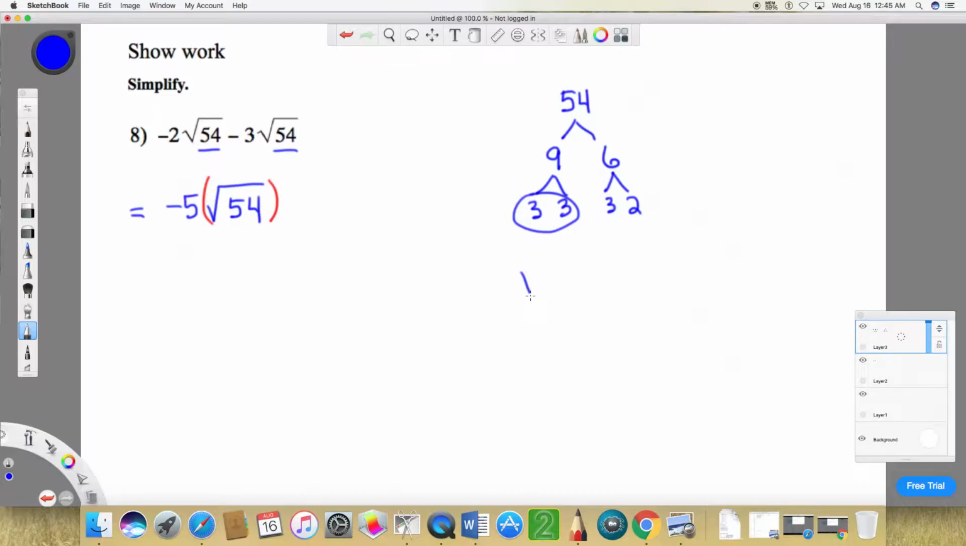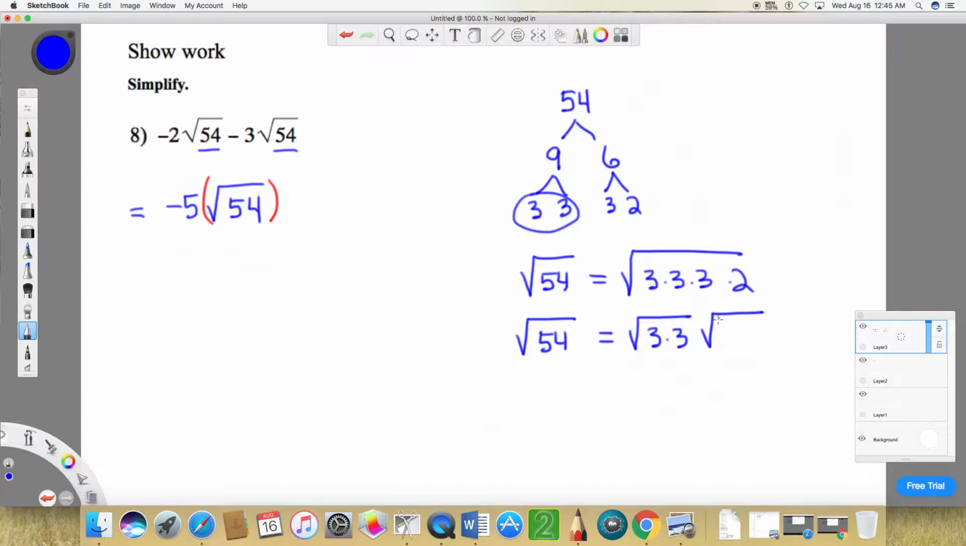The square root of 54 is the same thing as taking the square root of 3 times 3 times 3 times 2. When you have multiplication, you can break these apart into two radicals, even more if you wanted to. You have a pair here, so the square root of 9, the square root of 3 times 3, is just an ugly way to write the number 3. Now here, since I don't have a pair of 3's or a pair of 2's, I'm going to multiply that back together. 3 times 2 is 6.